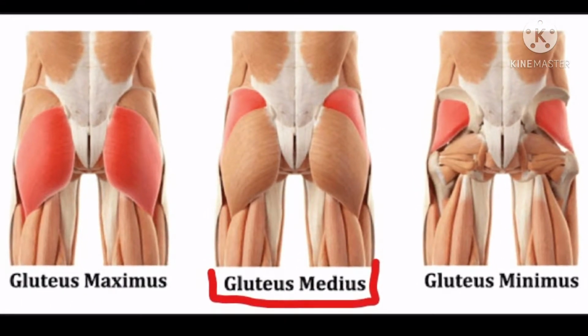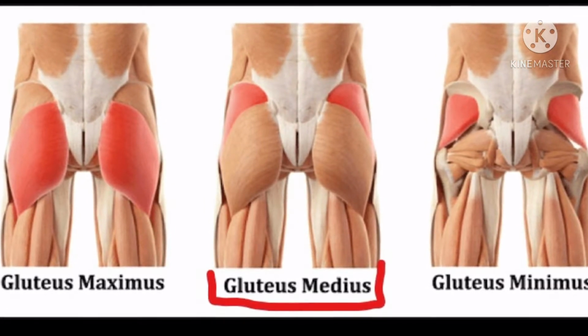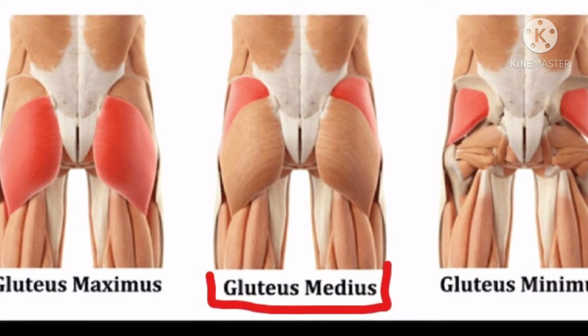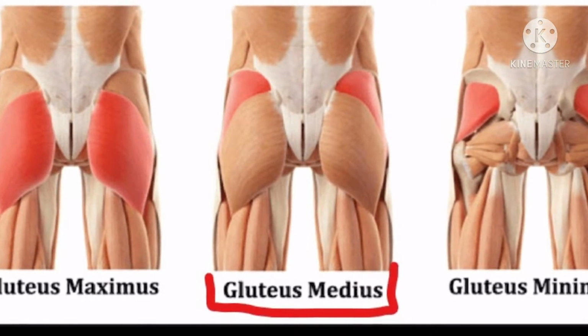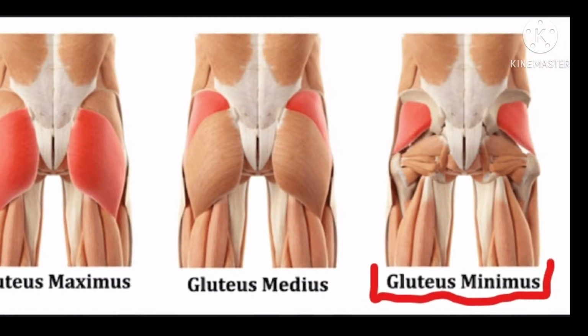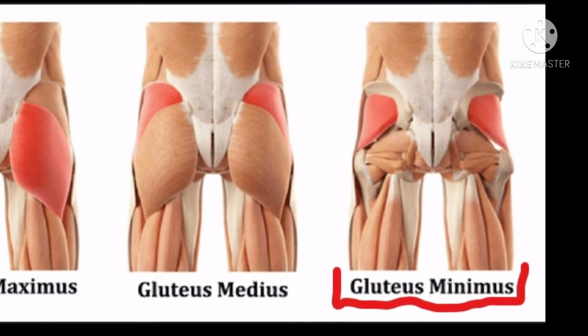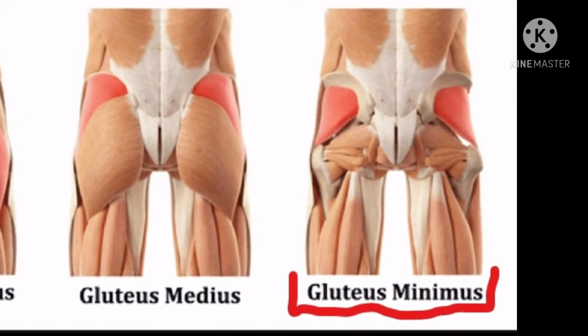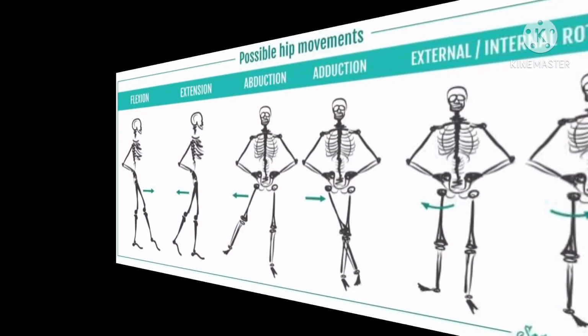The gluteus medius is a broad, thick, and fan-shaped sort of muscle that sits on the side of your hip right above the much larger gluteus maximus. On the other hand, the gluteus minimus is the deepest and smallest of the glute muscles. It can be found right under the similarly shaped medius.